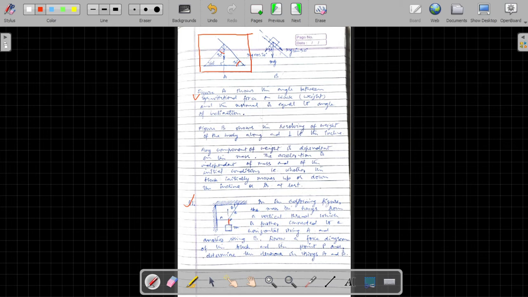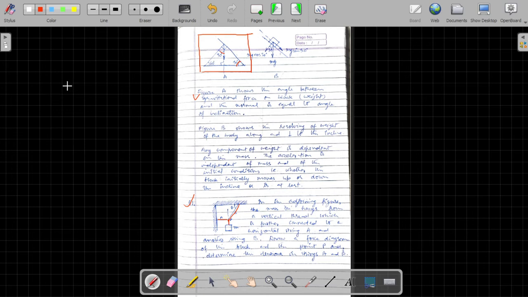It is being said that this thread is vertical, and these are the two strings to which it is connected, string number A and string number B. We have to draw the force diagram of the block and the point P and determine the tensions in strings A and B.